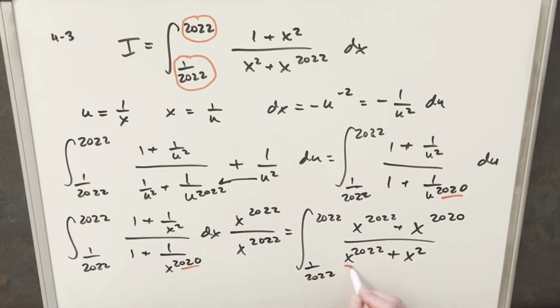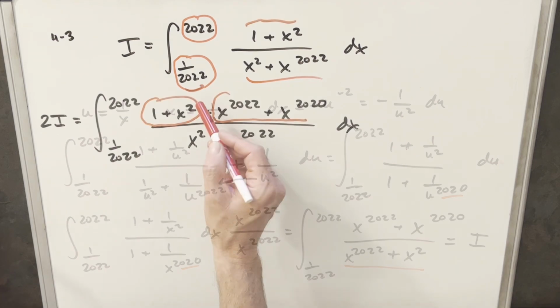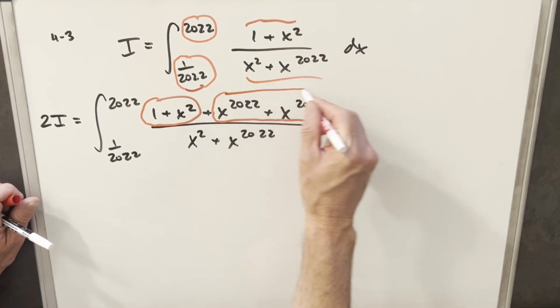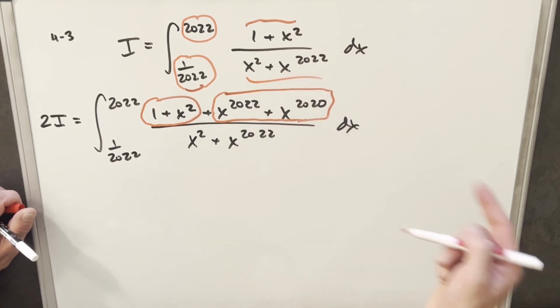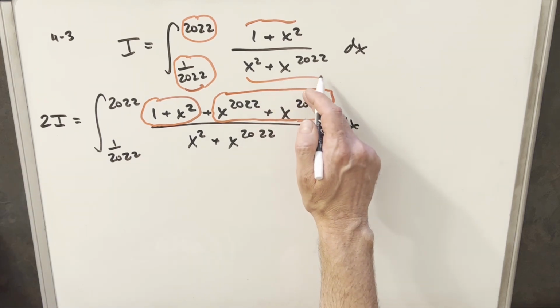And just notice now that we have the same denominator here and here. So I'm going to call the original integral I. I'm going to also call this one I. So let me just clean up the board and we'll add these two integrals together and see what we have. So we have this 1 plus x squared just coming from our original integral, and then we have this x to the 2022 plus x to the 2020 coming from the last board. I just want to focus on this x to the 2022 plus x to the 2020.